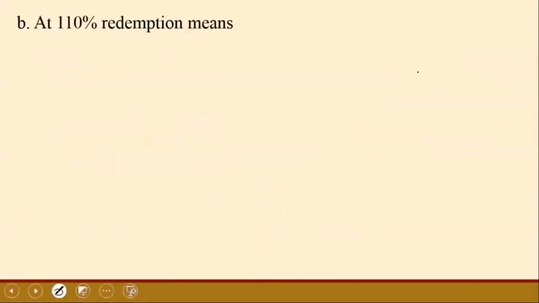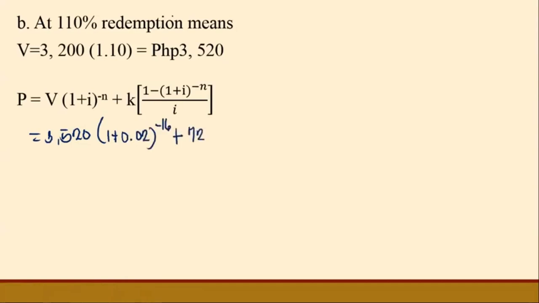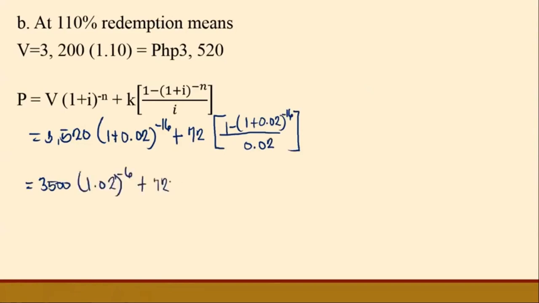Another one, at 110% redemption, so this is 3,520 times 1 plus 0.02 raised to negative 16 plus the coupon payment of 72, times 1 minus 1 plus 0.02 raised to negative 16 over 0.02. And this is equal to, so let us continue our calculations. You can use your calculator.